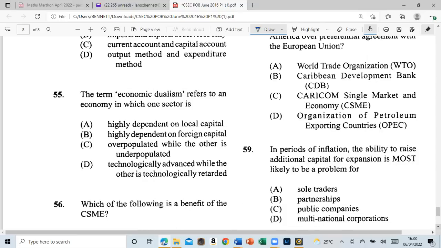55, the term economic dualism refers to an economy in which one sector is highly dependent on local capital, or B, highly dependent on foreign capital, or C, overpopulated while the other is underpopulated, or D, technologically advanced while the other is technically retarded. And that would be D, technologically advanced while the other is not.